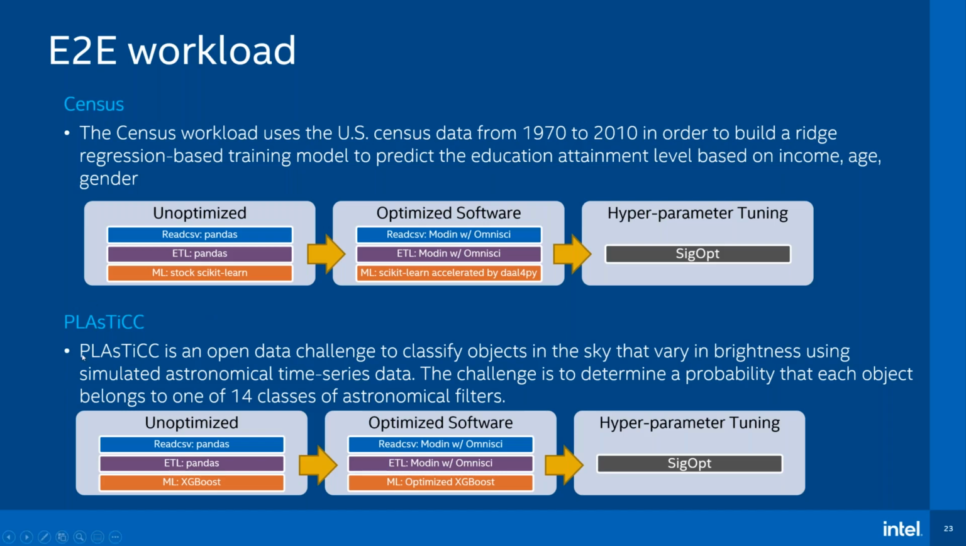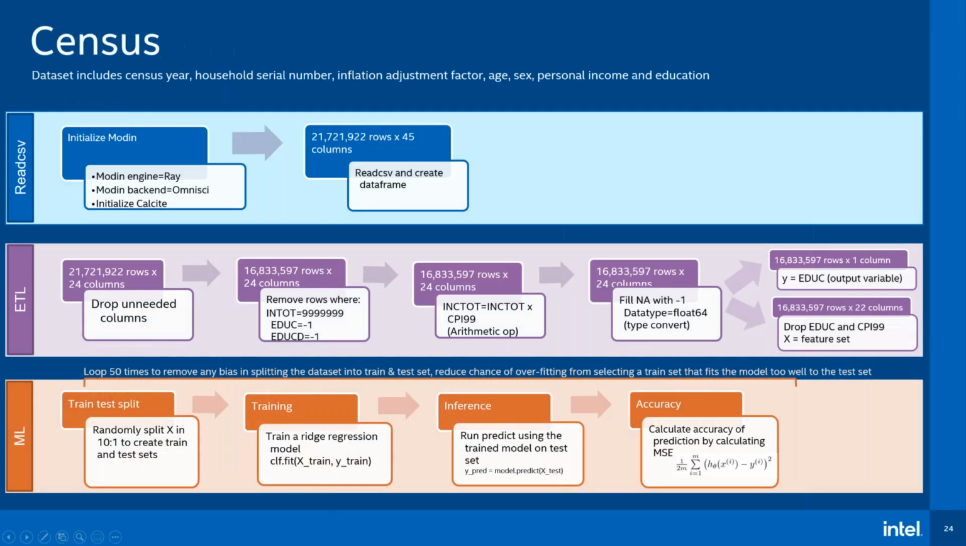So the idea here is to classify each object into one of the 14 astronomical filters. So the workload is basically a classification problem. The out-of-box unoptimized run uses Pandas for read CSV and ETL operations, just like Census, and XGBoost for training, cross-validation, and inference. While the optimized software stack that we discussed previously in the presentation would use Modin with OmniSci backend for read CSV and ETL, and it uses XGBoost for machine learning operations. And just like Census, further performance improvement can be obtained by hyperparameter tuning.